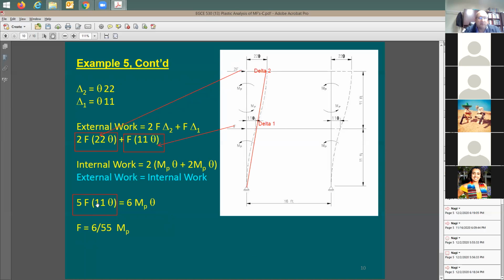How about now the internal work? How much is the internal work? You say for each one of these columns, theta is the same throughout the entire column. We agree on this, right? So for this theta, how many moments do you have? How many Mps? I'm going to say I have 1, 2, 3 times theta. Correct?